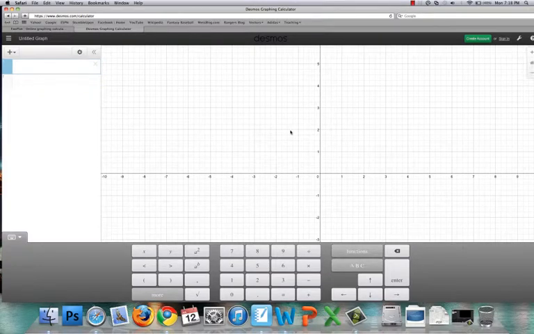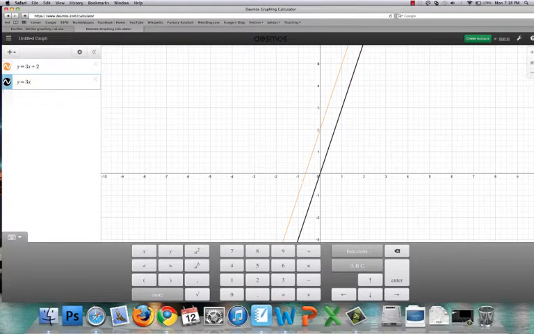The next topic Ms. Sinclair and I would like to talk to you about are parallel and perpendicular lines. So first, parallel lines. If we have an equation y equals 3x plus 2, and we'd like another line parallel to that, we would need to make sure that the second line has the same slope. So in this case, our slope is 3. So as long as this second line has a slope of 3, then it will be parallel.